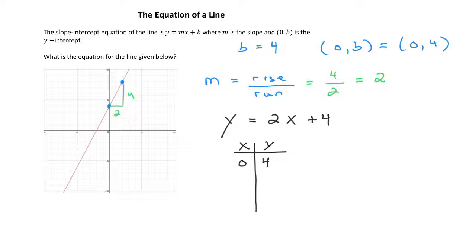If we plug in a couple of other points, maybe 1 or 2: if we plug in 1, we get 2 plus 4, which is 6. If we plug in 2, we get 4 plus 4, which is 8. So it makes sense that the number in front of the x tells you the slope. It's telling you that every time you increase x by 1, y goes up by 2. So this value represents the slope, and this value represents the y-intercept. If you're asked to find an equation of a line, you just need these 2 things.